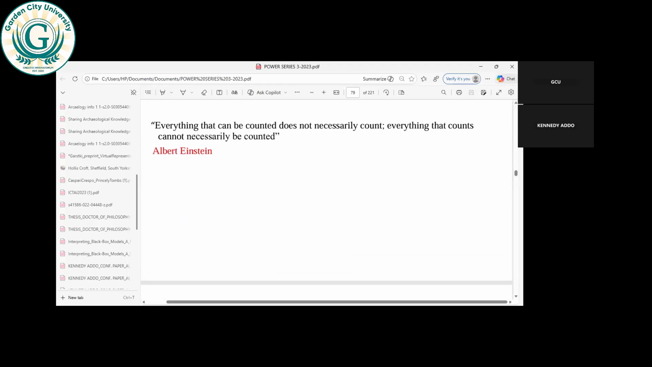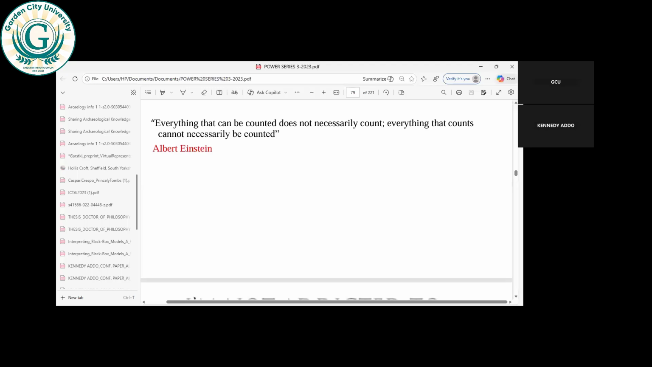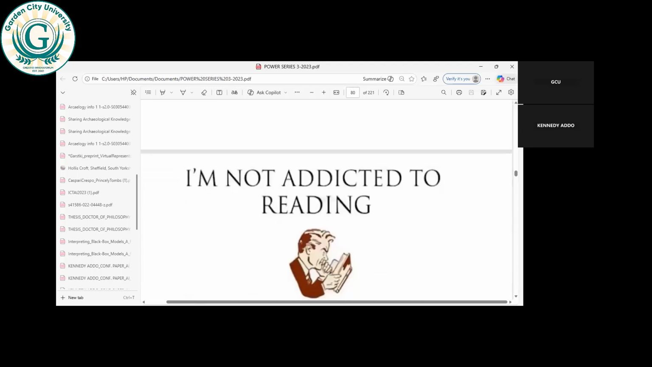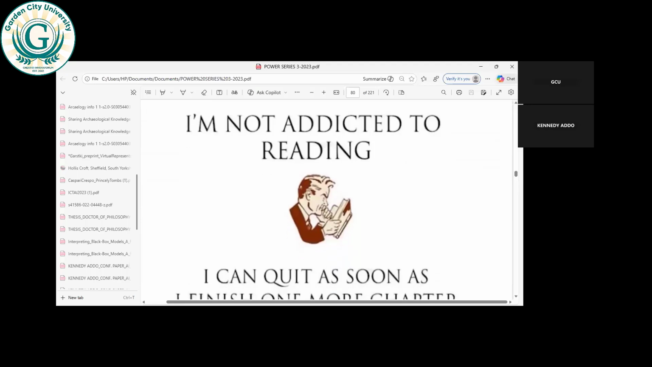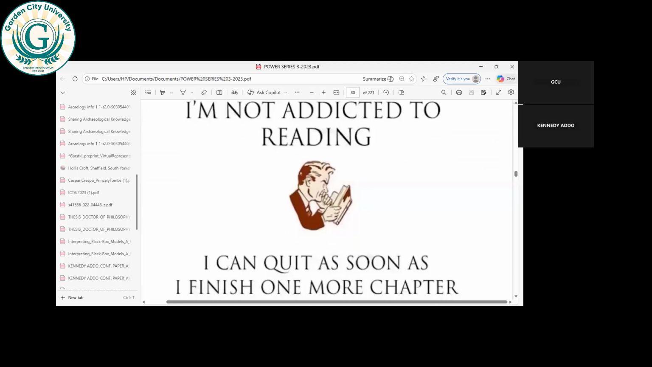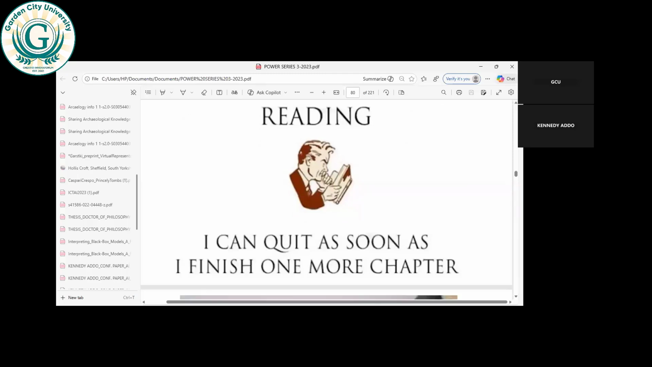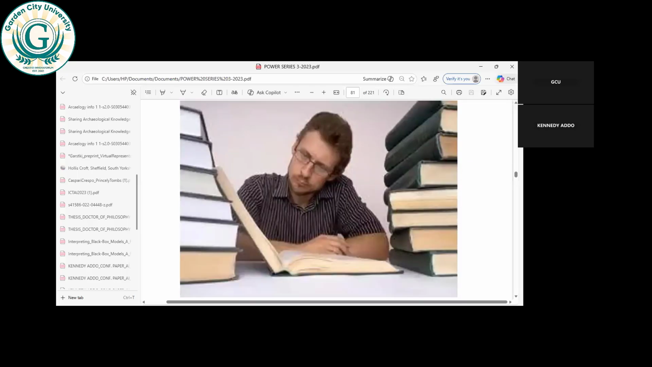Now, everything that can be counted does not necessarily count. Everything that counts cannot necessarily be counted at that instant. So this one is just to guide us as we make our way to the next topic. I'm not addicted to reading. I can quit as soon as I finish one more chapter. Nobody gets addicted to reading, right? So this one is encouraging us to do more.